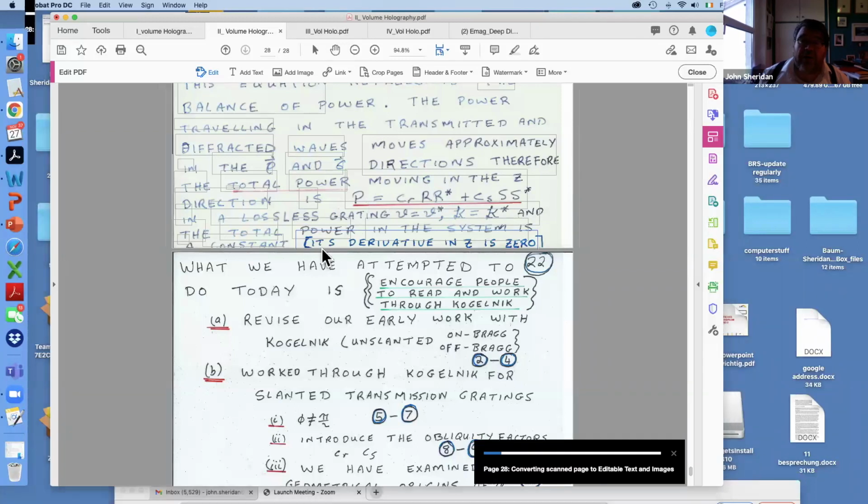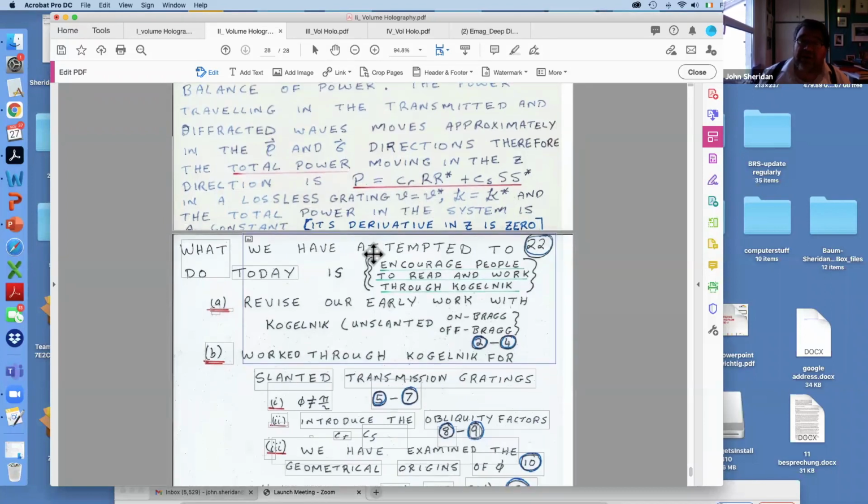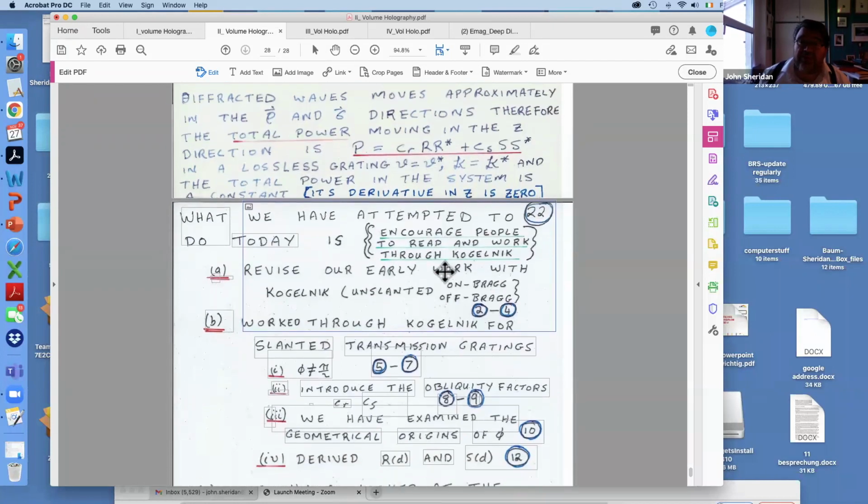That's the total power. In a lossless grating, this is equal to its complex conjugate. Remember, if we've got lossy gratings, our kappa has a coupling constant associated with the absorption grating, but for a real grating, that's going to be real valued, and the dephasing parameter is going to be real valued. And the total power in the system is a constant. The derivative with respect to z of that term is equal to 0.